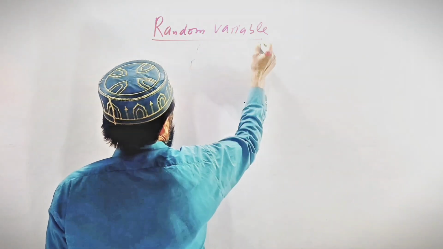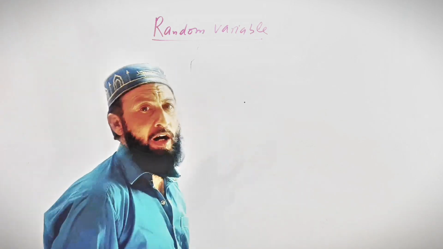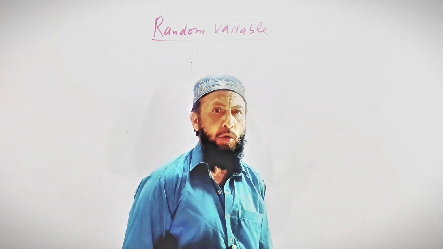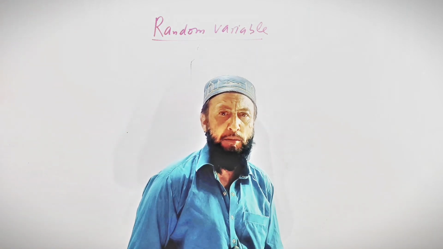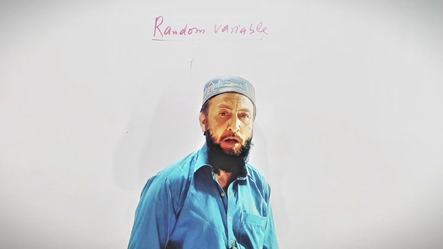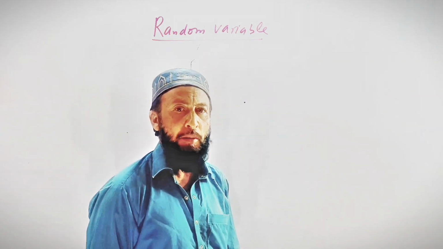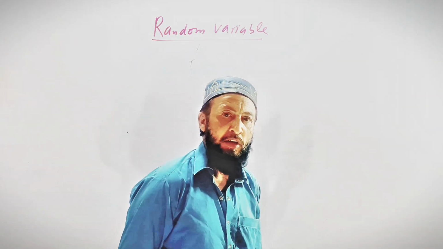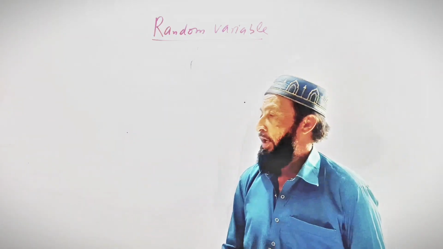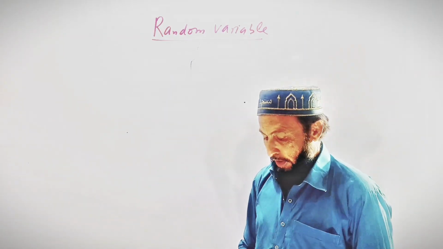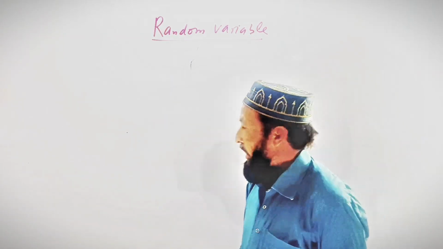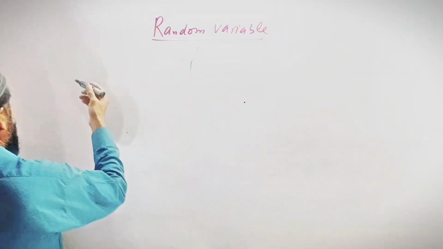What is a random variable? How can we define the random variable? The variable whose values are determined by a random experiment is called a random variable, and a random variable is denoted by capital letters X, Y, Z, and its elements are denoted by small letters x, y, z. For example, we can define it here. So we write here the definition of random variable.